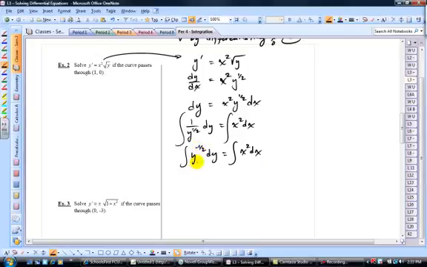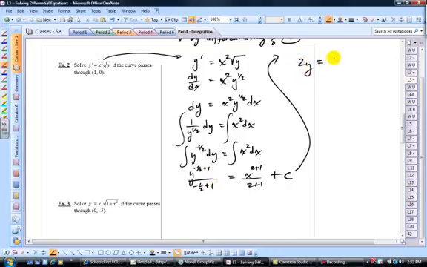So let me see, I add 1 to the exponent, so I get y to the negative 1/2 plus 1 divided by negative 1/2 plus 1 is equal to x to the 2 plus 1 divided by 2 plus 1 plus c. Okay, and I want to simplify that, so right here I get y to the 1/2 divided by 1/2, and that's 2y. And then I get x cubed divided by 3 plus c, or 1/3 x cubed. You can write it either way.